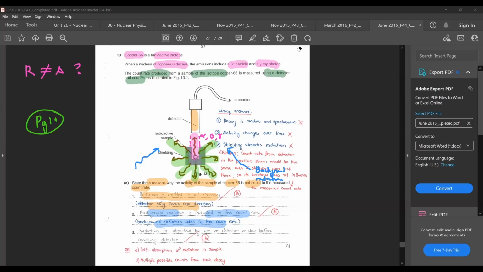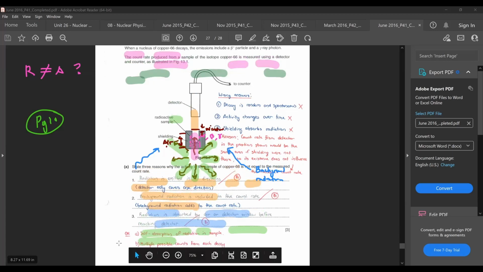And then after that, the third reason is radiation is absorbed by both the air and detector window before reaching your detector itself. So your detector is here, but before you're able to go to the detector itself, you had to pass through a layer of air, and you also have to pass through your detector window right over here. So before it's able to reach the detector, it has to pass through the air and window. So it could be that the radiation itself is really absorbed by both of them. Okay, so that's one. And after that, the other ones would be the ones written in red here.